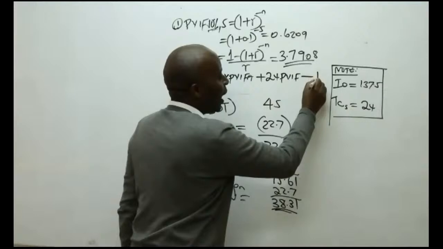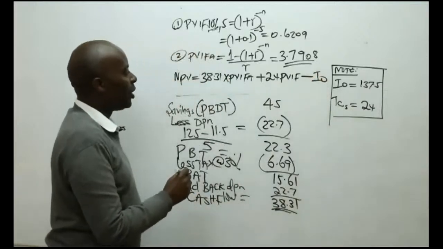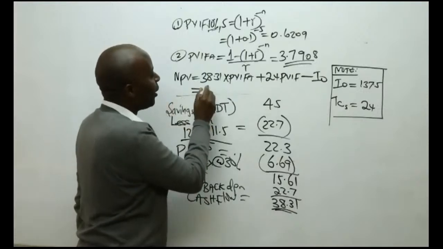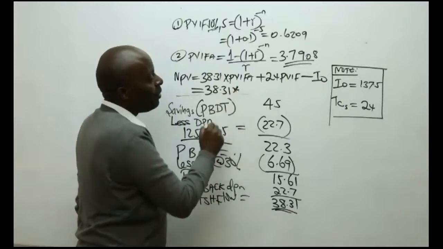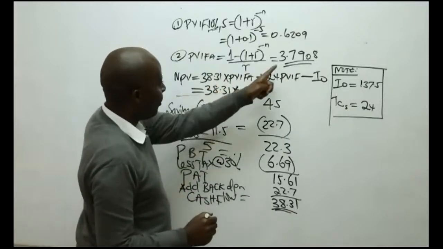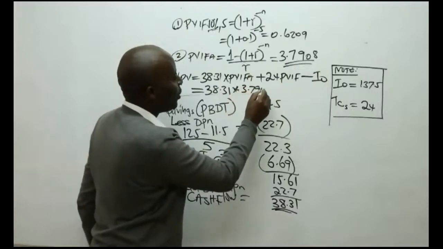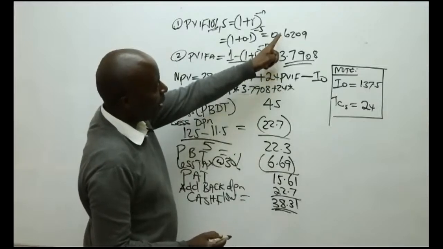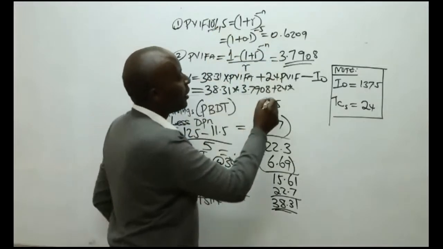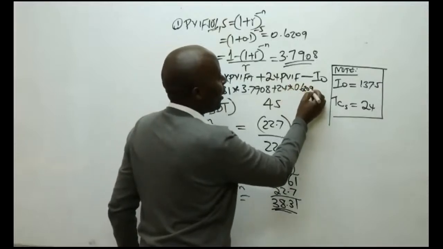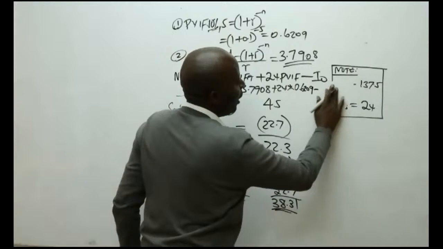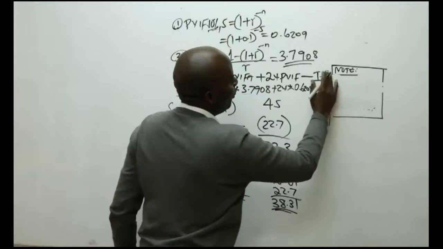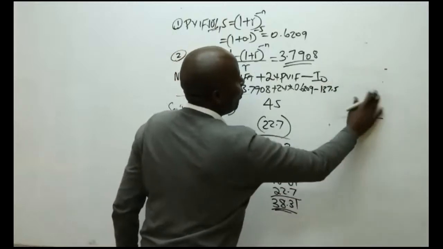And then come and subtract our initial outlay. Meaning, ladies and gentlemen, that our NPV here will be equal to what? We have 38.31 times the PV figure we have, which is 3.7908, plus 24 times the present value interest factor, 0.6209, minus the initial outlay that we have here as 137.35. So then at the end of the day, what shall we get here, somebody?